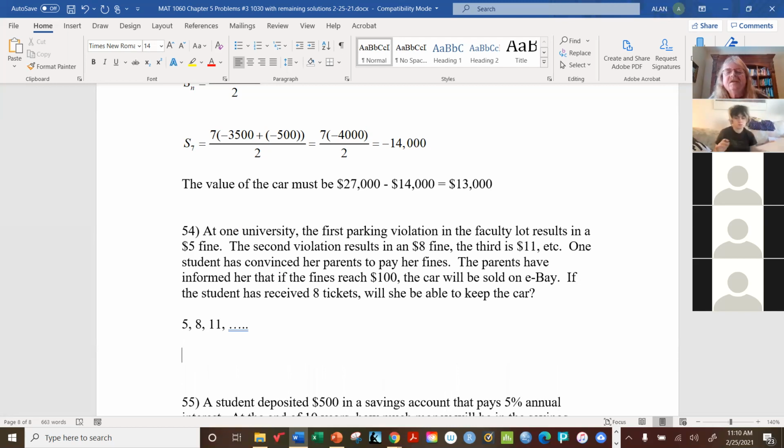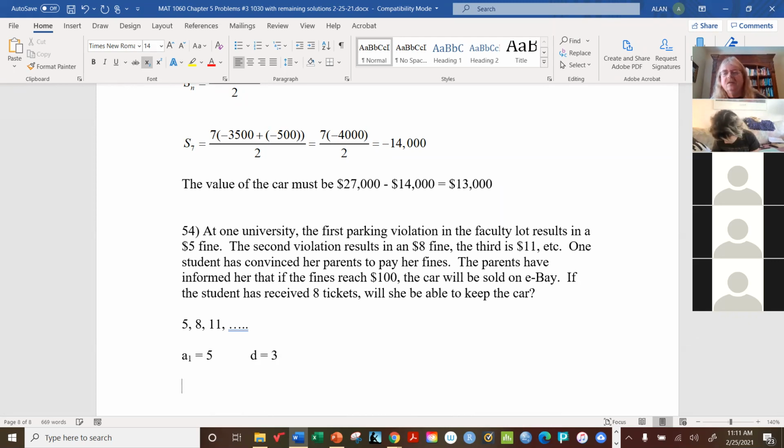So what does this remind you of? What kind of a sequence is this? Arithmetic? Yes, you have it right, exactly. Where A1 is 5, and the common difference is 3, and it keeps going up and up and up. They're trying to discourage you from doing this, okay? No tickets, please. But if you do, you're going to pay more and more for each one.